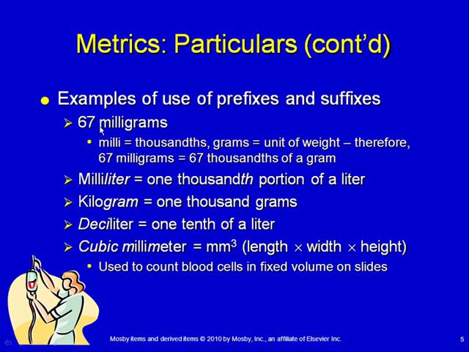We start with 67 milligrams. That is a thousandth of a gram. Gram is our unit of weight. Therefore, 67 milligrams is 67 thousandths of a gram. We would go to 67, and that would be 67 thousandths of a gram. It would be 0 point to get that answer to the thousandth position.